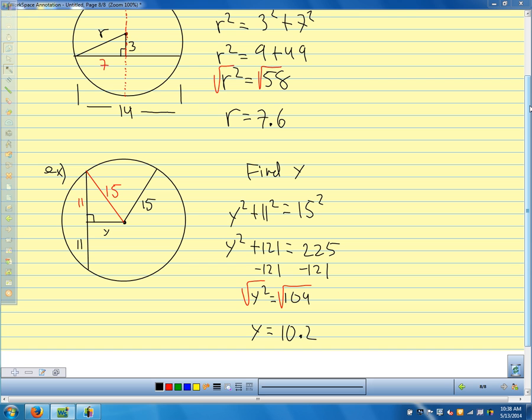So for this problem, we had to draw in another radius, and then we could use the Pythagorean theorem. We also used the idea that this segment, the chord, was bisected by the diameter. I could have drawn my radius in over here as well, and used a triangle on this side. Either way. All right, questions on that example?